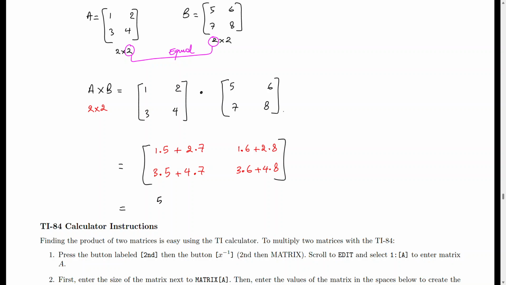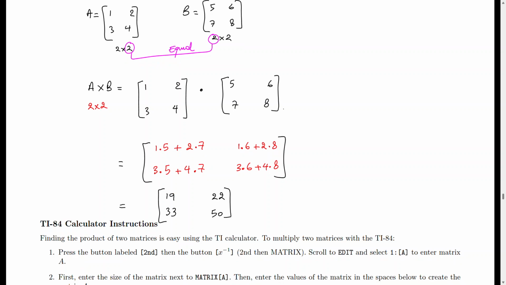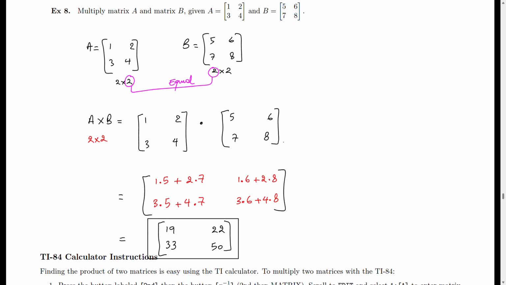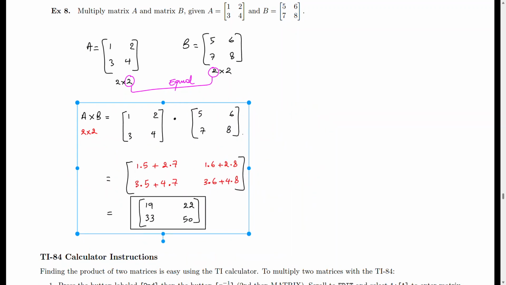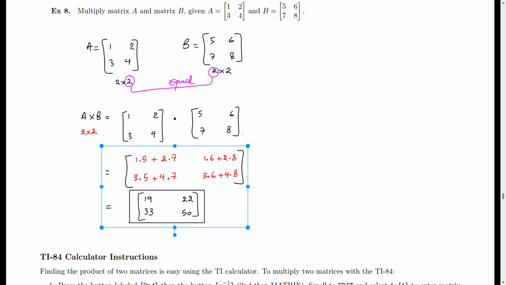1 times 5 will be 5, and 2 times 7 will be 14. So 14 and 5 will be 19, and so on and so forth. So the answer will be 19, 22, 33, and 50. So you saw probably this is a lot more complicated than adding or subtracting or even multiplying with a scalar. So let's give it a shot with our calculator. Let's try to type in all these numbers into the calculator and perform the product with our TI calculator. It might be a lot faster. As a matter of fact, it is a lot faster and it's a lot easier to do it that way. So we're going to try that next.